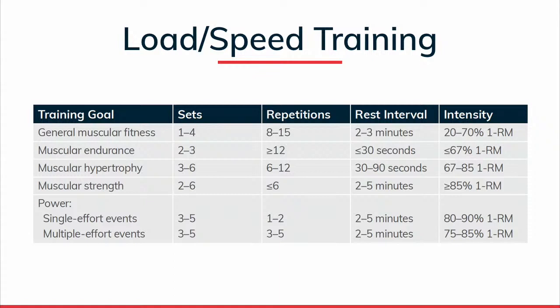Now, if you have somebody in the load and speed training phase that is just working on their general muscular fitness, you might set up a program designed to be 1 to 4 sets, more repetitions, and that intensity is a wide range. Lower intensities potentially for your older adults, a little bit higher intensities for avid worker-outers, right?